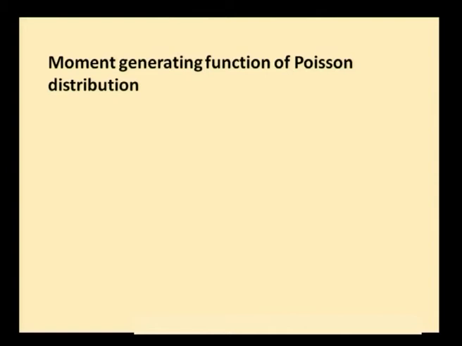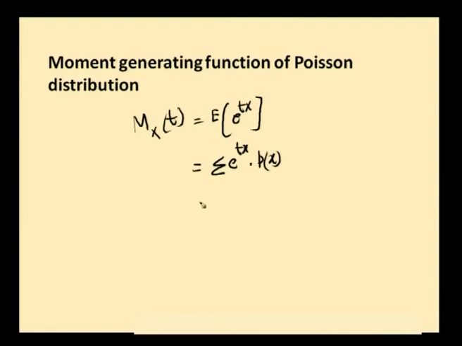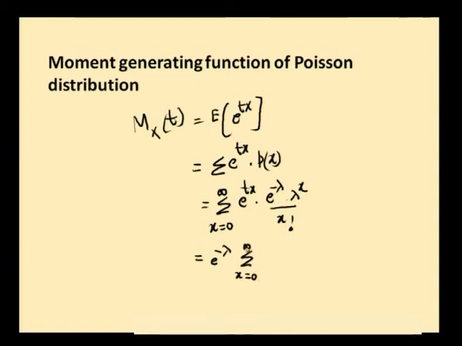We know the moment generating function formula, that is M x of t is equal to expectation of e power t x. This is equal to summation e power t x into P of x. But what is our P of x here? It is e power minus lambda, lambda power x by x factorial, and the summation will range from x is equal to 0 to infinity, e power t x into e power minus lambda, lambda power x by x factorial. Since x is only ranging, e power minus lambda is a constant with respect to the summation, we shall take it outside: e power minus lambda summation x is equal to 0 to infinity, lambda e power t whole power x by x factorial.